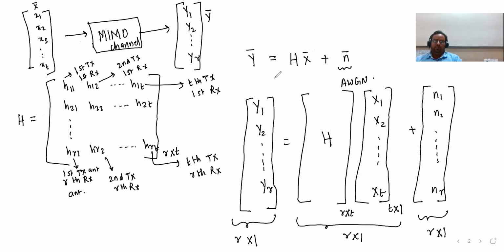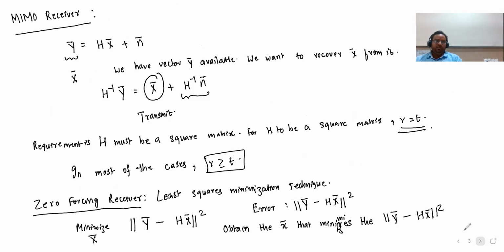That is, the received signal will be equal to the transmit signal multiplied with the channel matrix, and added with the AWGN noise at each of the receive antennas. Then we will be designing a MIMO receiver so that we are able to recover the signal X from the received signal Y, because whatever we have received at the receiver end, at the R receivers, is this Y vector only. From this Y vector, we have to recover the X vector. So that is basically our goal.